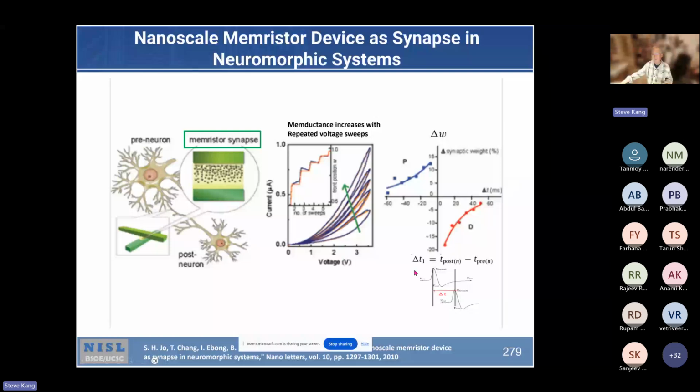Depending on the presynaptic pulse neuron signal and the postsynaptic neuron signal, when you compare the timing of them, say at the peak point, the timing difference is called delta t. Sometimes the presynaptic signal is ahead. In that case, delta t is positive. But sometimes the postsynaptic action potential signal can be ahead of the presynaptic. In that case, it's negative.